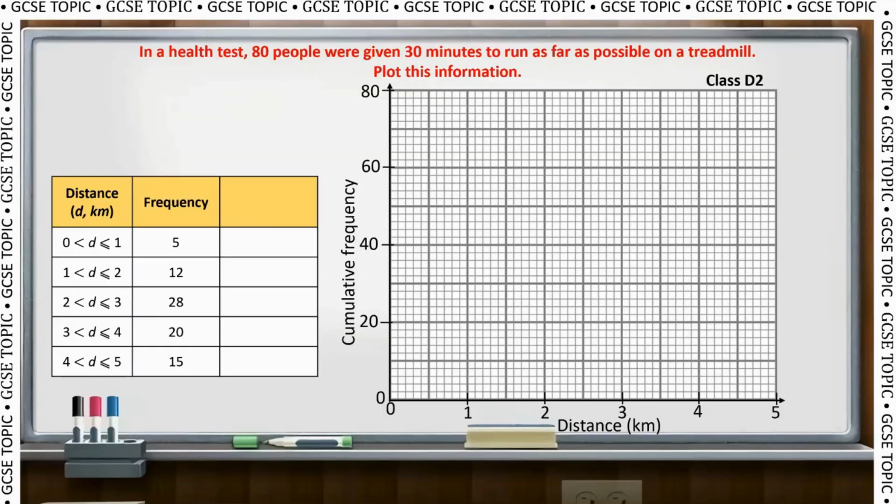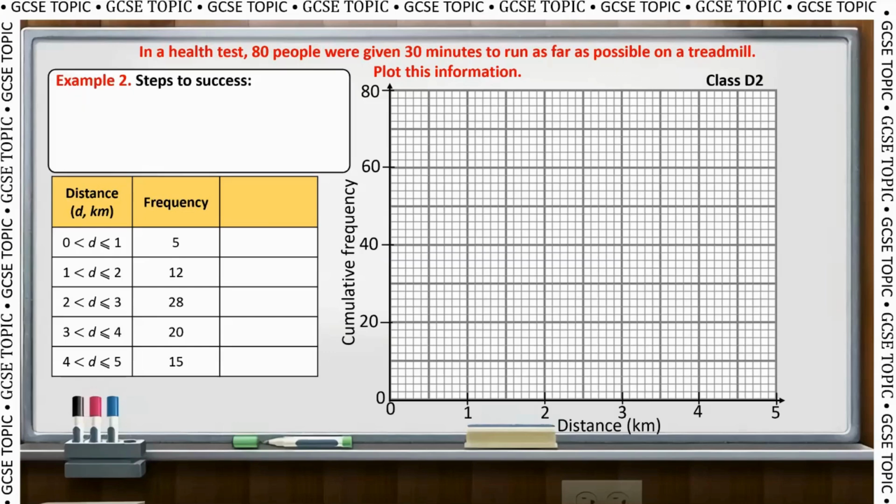In this example, we have a health test where 80 people were given 30 minutes to run as far as possible on a treadmill. We are asked to plot this information on our graph. So using my steps to success, I will start off by calculating the cumulative frequency. As I did in my previous example, I am going to add the running total for my data using my frequency. So my first cumulative frequency is 5.